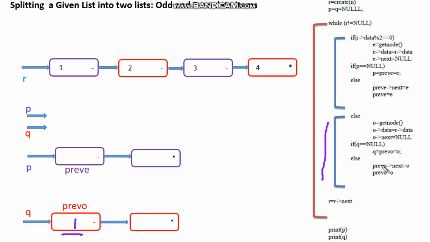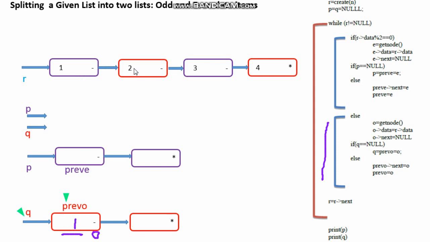Since it's the first time, I'm going to have an assignment. I'm going to make Q and previous equal to O. That means this node, which was previously O, is going to get two things. Q is going to point here. So we see Q points here, also previous points here. So these 2 pointers remain here, and it's the first time, so it goes back, and R becomes next. That means R proceeds to the next.